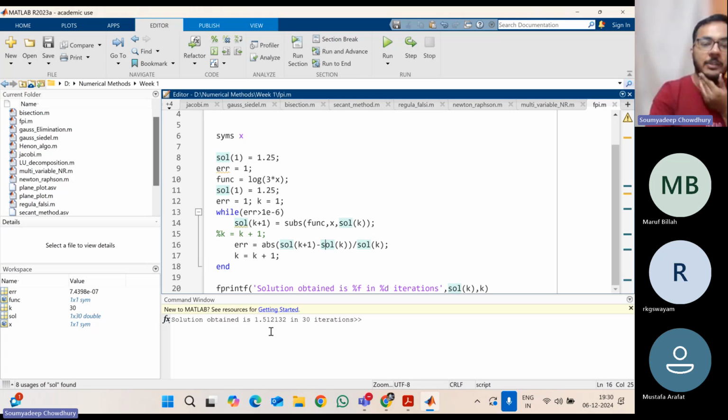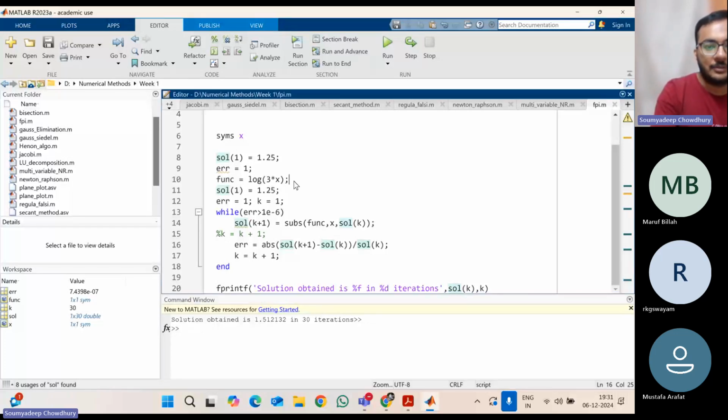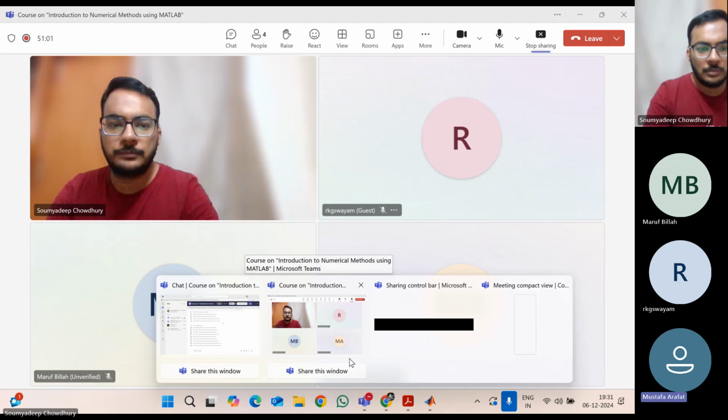Here also we got, see, solution obtained is 1.512 in 30 iterations. So now it is giving me the other solution when I change this recasting function. Now what I will do is change this initial value to say some 10. Now we will see whether it is giving me the solution again. It is giving, but this function, it will not work, I think. So there are two solutions. Yes, there are two solutions.